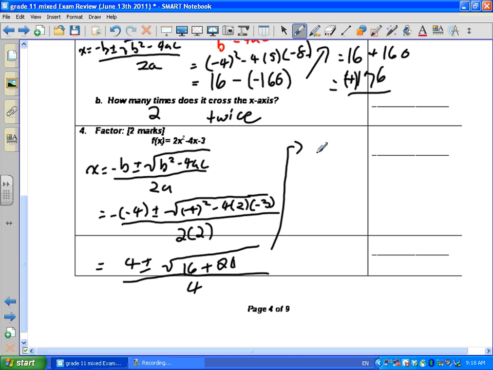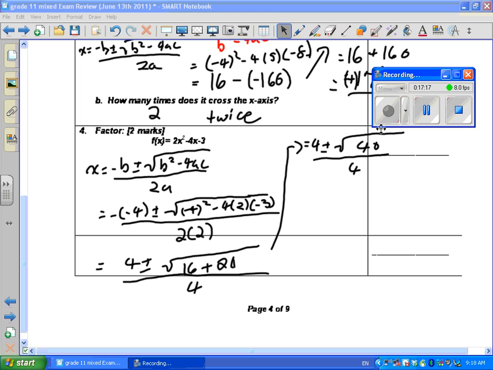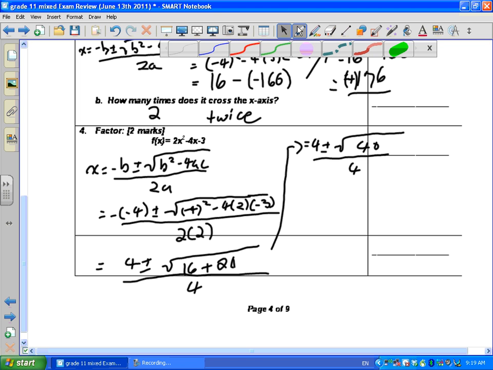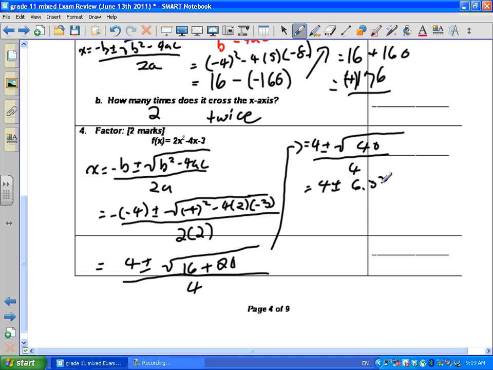Let's go back up here. x equals 4 plus or minus the root of 16 plus 24, which is 40, divided by 4. Okay. Now we've got to find the square root of 40. So we rounded the square root of 40 to 6.32. Now, this is what's important. Remember, we have plus or minus, so we're getting 2 numbers.